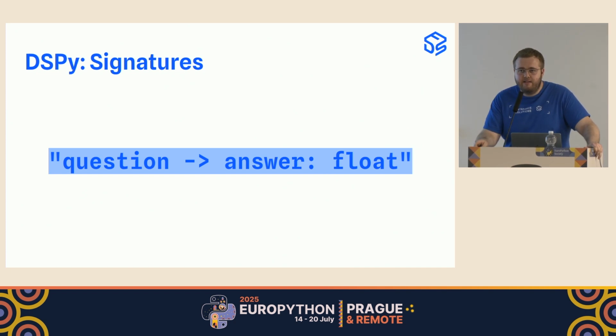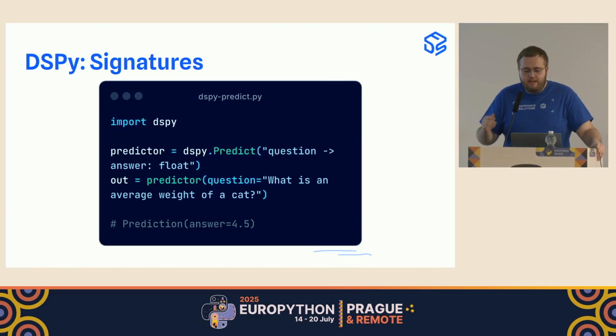A simple signature might look just like this, which is just a string. By looking at it intuitively, we can understand that we want to have a question as an input and an answer as the output. In addition to that, our answer should be a floating point number. To test that it works, we can build a very simple program where we initialize a predict module with our signature and then call it by passing a question, what's the average weight of a cat? We will talk more about modules a little bit later, but for now we can see that we obtained the answer 4.5. It's a floating point number, so our signature works as expected.